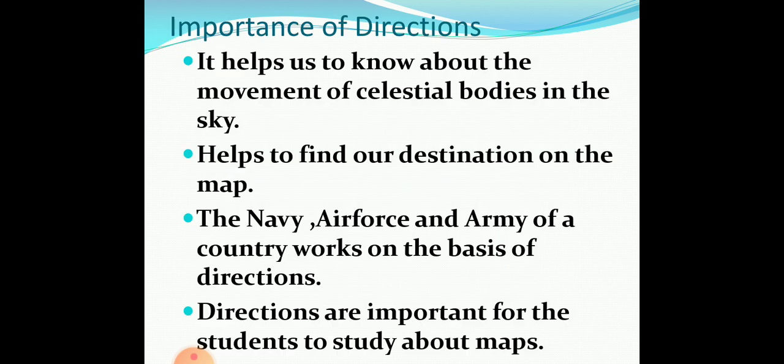Now, what is the importance of a direction? It helps us to know about the movement of celestial bodies. Celestial bodies means stars, planets, moon, satellites. All these are celestial bodies. So directions help us to find the direction of celestial bodies. It helps to find our destination, where we have to go.